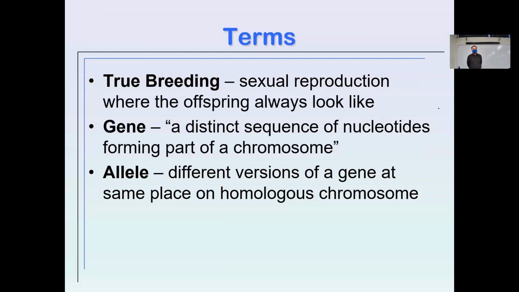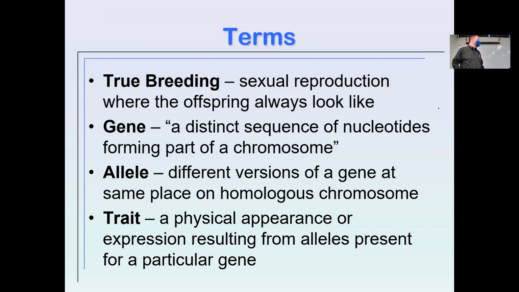So on a particular homologous chromosome, at a particular site on one of the chromosomes will be the gene that will code and determine the color of the seed within the pea pod. And so the question is, well, is it a green allele or is it a yellow allele? And that will help determine whether we produce yellow or green seeds. Now, these are closely related to the trait. The trait would be the color of the seed in this case. Right? The trait is the physical appearance or expression resulting from the alleles present for a particular gene.